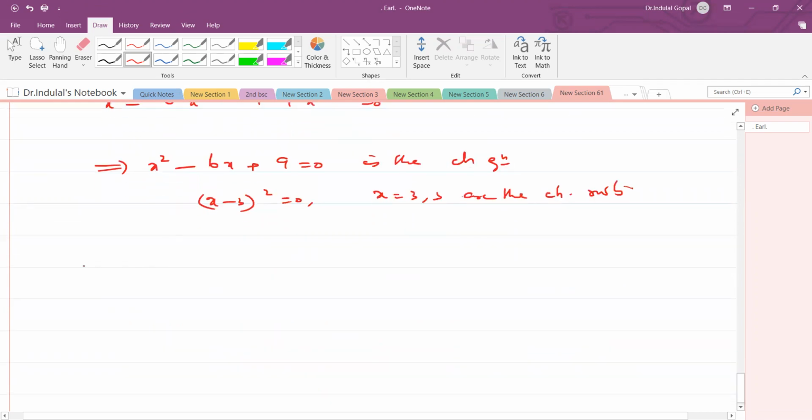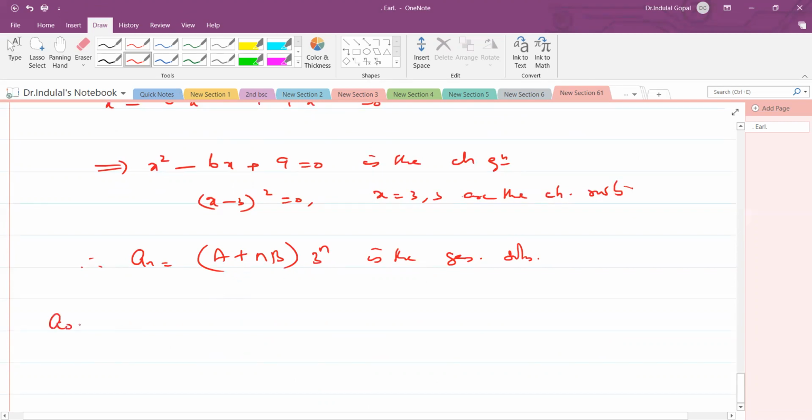Therefore, the general solution: corresponding to 3 raised to n, we associate a polynomial of degree 1 in n, since 3 has multiplicity 2. Therefore, a_n is equal to (A plus nB) 3 raised to n is the general solution, where A and B are constants which are to be determined.